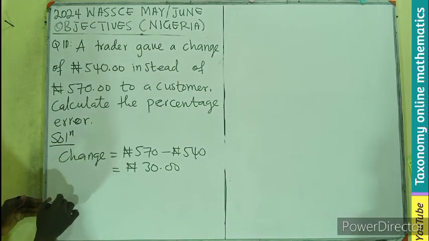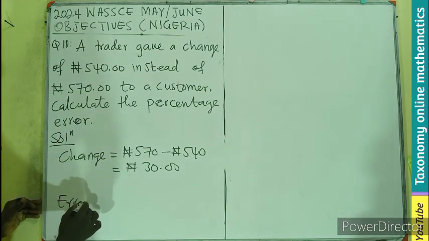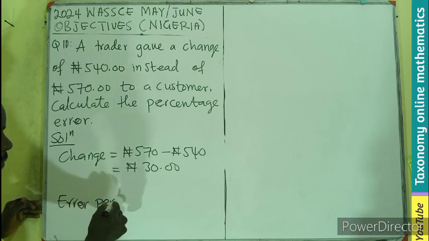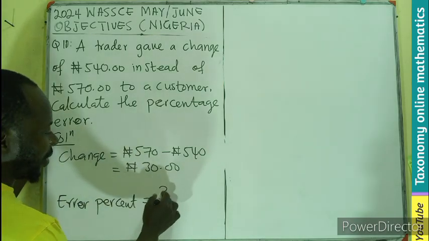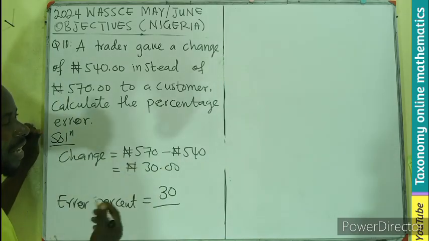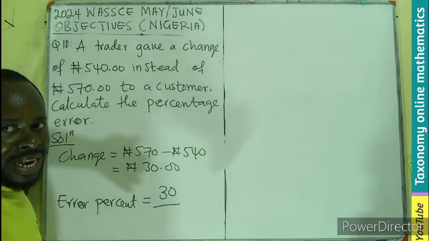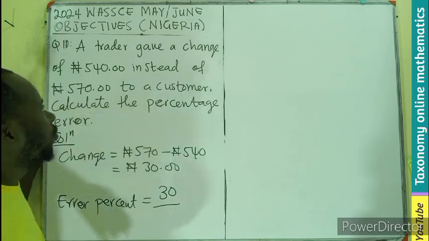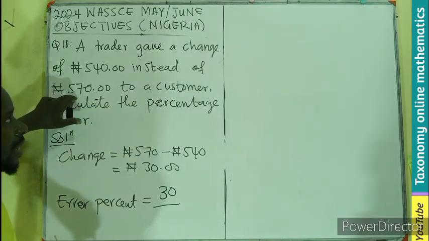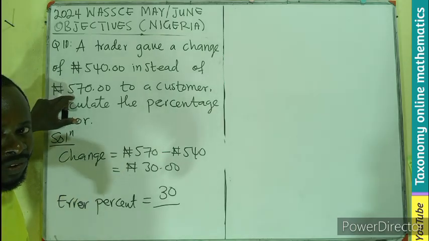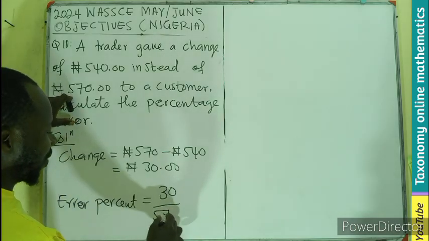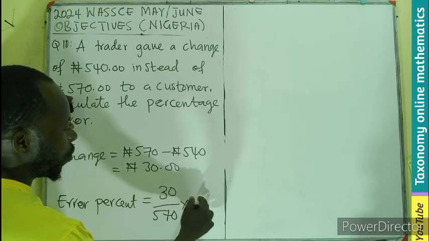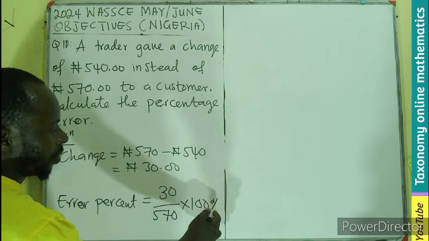So that means that our error percent is going to be the error incurred, which in this case is 30, divided by the actual amount that the trader is supposed to give. It's supposed to be this, meaning the customer received less than what he or she is supposed to receive. So this is the actual, this is the base. So that will be 30 over 570 times 100. That's the percentage.